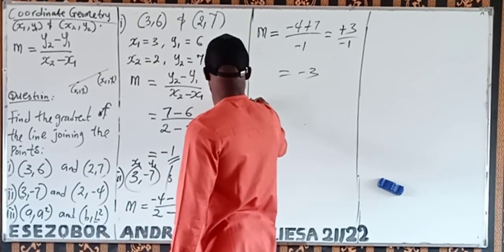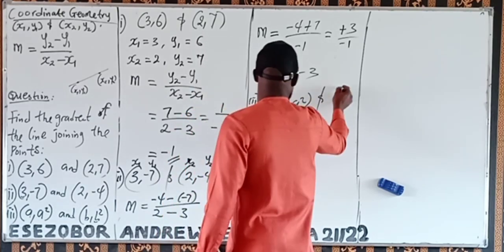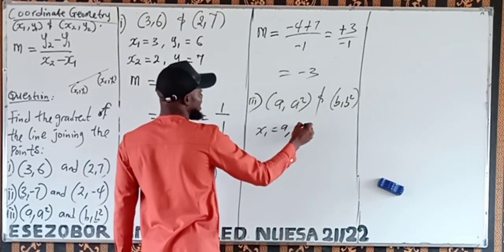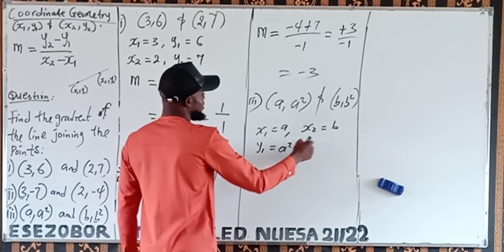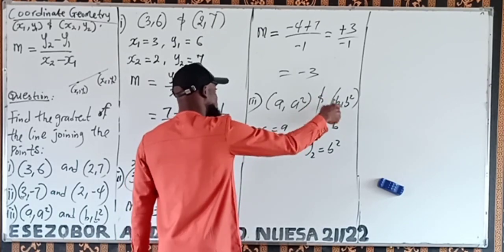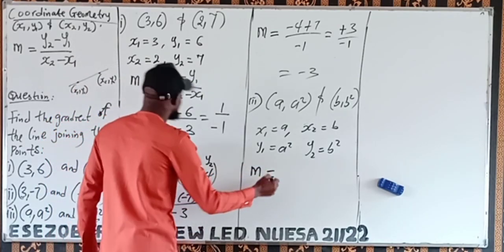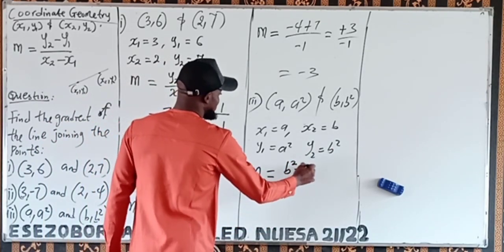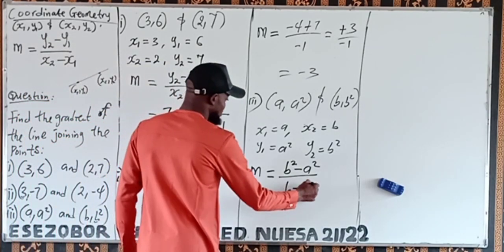The third one, our first one is a, a squared, and the second one is b, b squared. So our x1 is a, our x2 is b, our y1 is a squared, and our y2 is b squared. So therefore, apply this formula, our m will be equal to y2 minus y1, that is b squared minus a squared, all over x2 minus x1, that is b minus a.